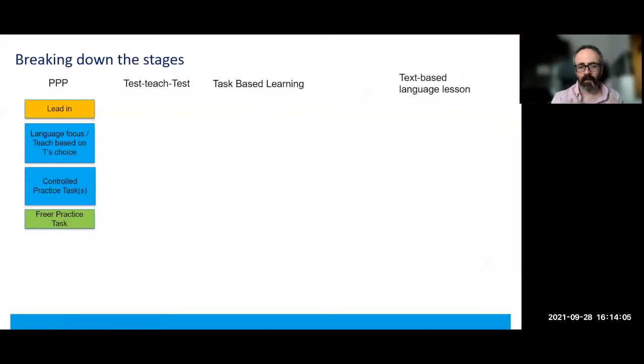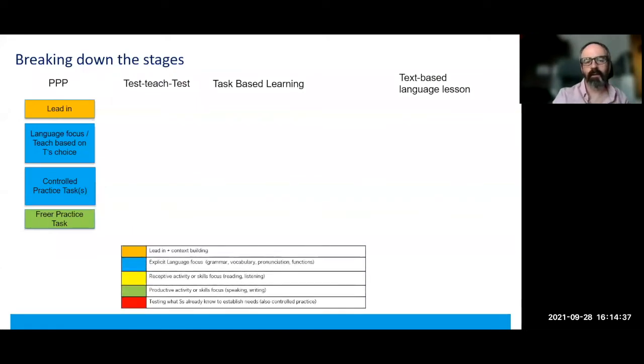So if we look at these structures in a slightly different way, because I think this is quite a nice diagrammatic way of showing it. The first block here is a standard PPP lesson. You have your lead in, you have the language focus or the teach, as we said before, controlled practice, and then a freer practice that will perhaps offer opportunity to use the language students have learned, but also other language, and importantly, other language. So it becomes gradually a more natural presentation of language.